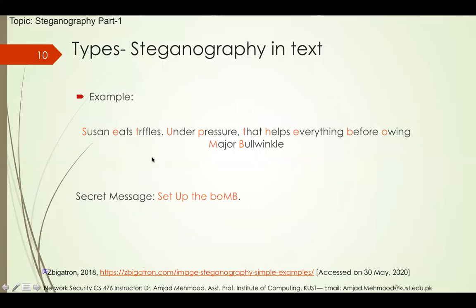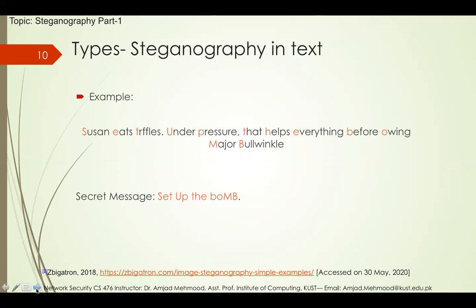Now, this is a third example. If this is a text, you can see again the first letter of each word has been taken, and this secret message will be sent to the receiver. And if this message is received by an intruder or somebody else, he will not be able to get the meaning of that.